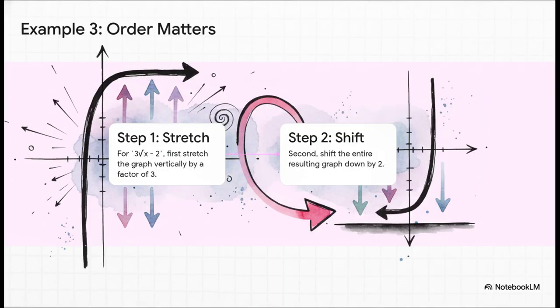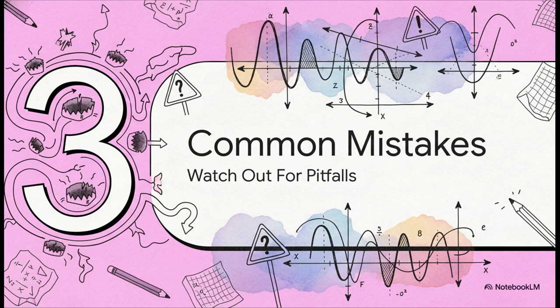Okay, so what happens when we start combining these transformations? This is where people can get tripped up. For a function like k of x equals 3 times the square root of x, minus 2, we've got both a stretch and a shift. Order of operations is everything. Remember PEMDAS? Multiplication comes before subtraction. So you must stretch the graph vertically by a factor of 3 first, and only after you've done that do you shift the whole thing down by 2. If you get that order wrong, you're going to end up with a completely different graph. I promise. And speaking of getting things wrong, let's talk about the most common mistakes people make with this stuff.